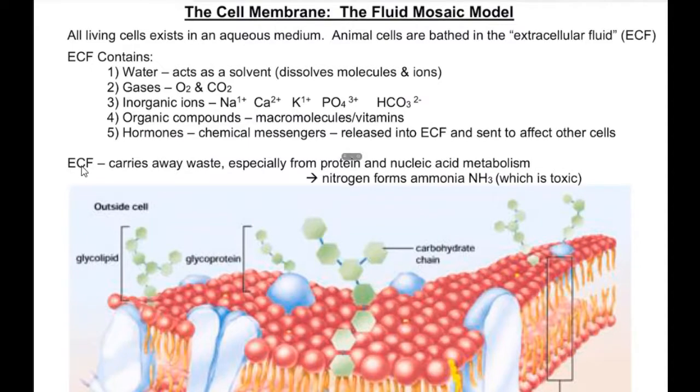The ECF's job is also to carry away waste from the cell, so the cell can dump stuff out into the ECF, and then it gets cleaned up. And it's going to be getting rid of things specifically like ammonia. The ammonia is produced when you are breaking up proteins or breaking down nucleic acids. You're processing them. When you're processing or producing energy from molecules, we call that metabolism. So nitrogen forms when the ammonia, which is the NH3, is produced from breaking down the proteins. Ammonia is actually quite toxic to your body.